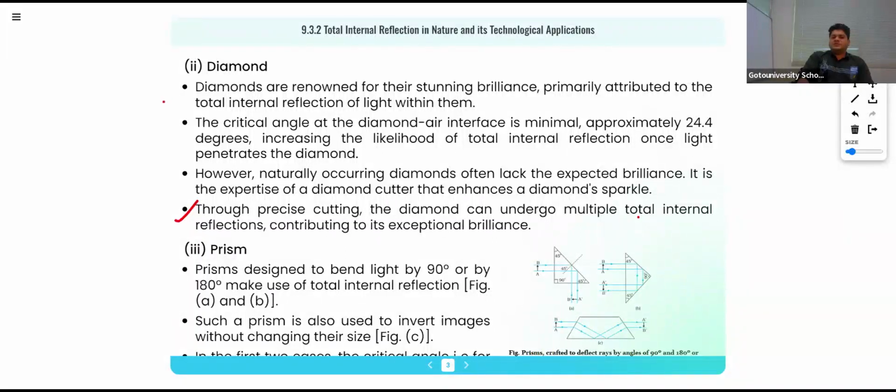Okay, then we have prism. Prisms are designed to bend light by 90 degrees or by 180 degrees. Such prisms are also used to invert an image without changing its size.